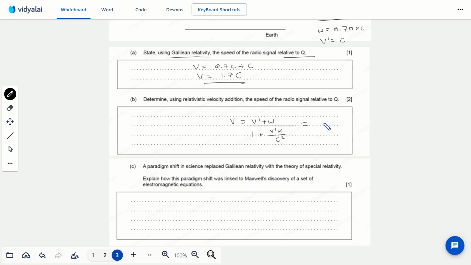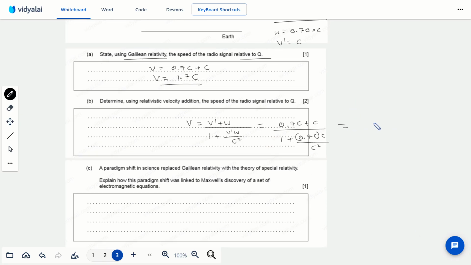So V prime is c again, and W is 0.7 c. I'm going to put the exact same values below as well, in the denominator, with c square. Simplify this equation. I have 1.7 c at the top and 1 plus 0.7 at the bottom, because there are two c's here and there's a c square at the bottom, so it gets cancelled out. What remains is c.